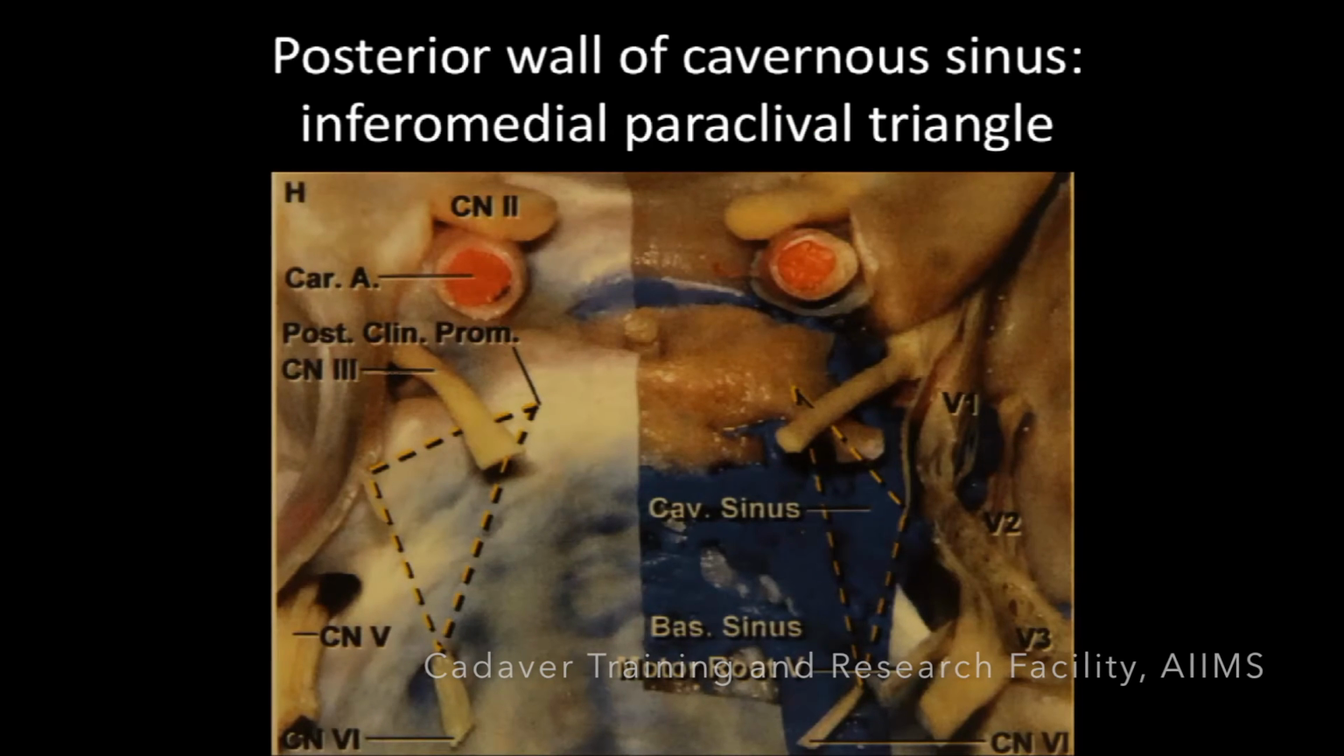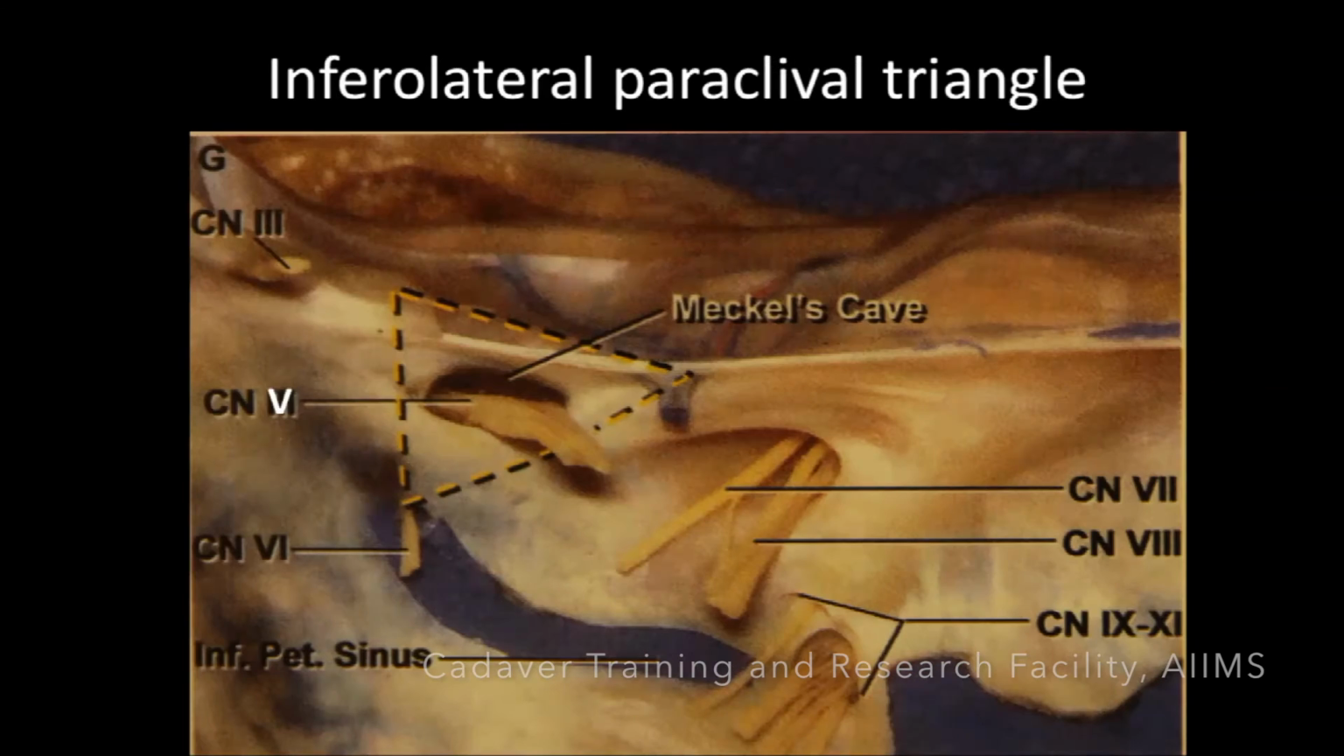These are the two paraclival triangles. This is the inferomedial paraclival triangle: fourth nerve origin, sixth nerve entry point, fourth nerve entry point, and the posterior clinoid prominence. So this is the true wall of the posterior cavernous sinus. The inferolateral paraclival triangle: again sixth nerve entry point, fourth nerve entry point, and the first vein to enter the superior petrosal sinus. In the center of it is the porus trigeminus. So these are the two paraclival triangles.